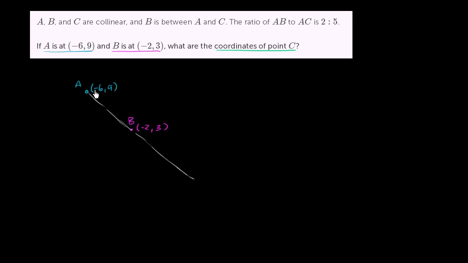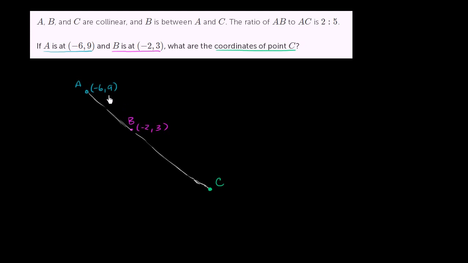They tell us that the ratio of AB to AC is 2 to 5. So B is going to be 2/5 of the way. Let's say C is, I'm just trying to eyeball it right now, right over here. We don't know C's coordinates. The way we could think about it is to break it up into horizontal change in coordinate and vertical change in coordinate and apply the same ratio.